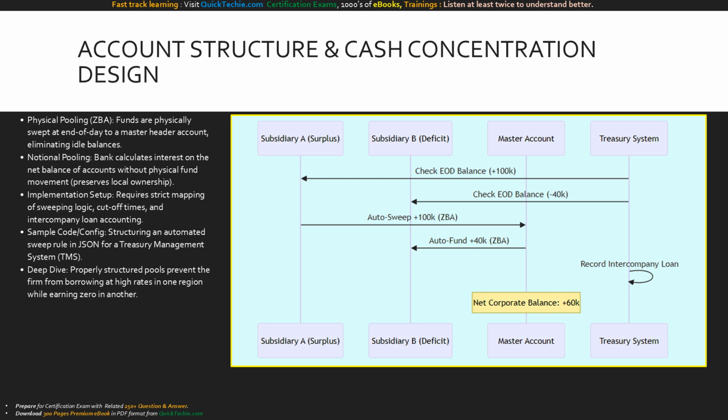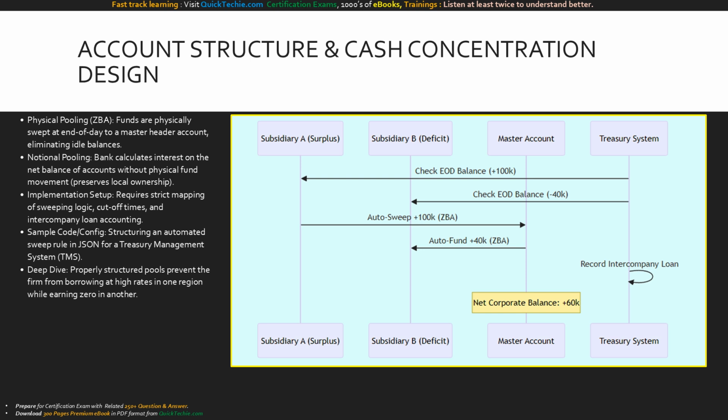Subsidiary A physically sweeps its 100K surplus up to the master account, bringing its balance to zero. Simultaneously, the master account sweeps 40K down to subsidiary B to cover its deficit, also bringing it to zero. The master account now holds a net positive balance of 60K to invest overnight. Crucially, look at the final step. The TMS automatically records the intercompany loan between the master and the subsidiaries.